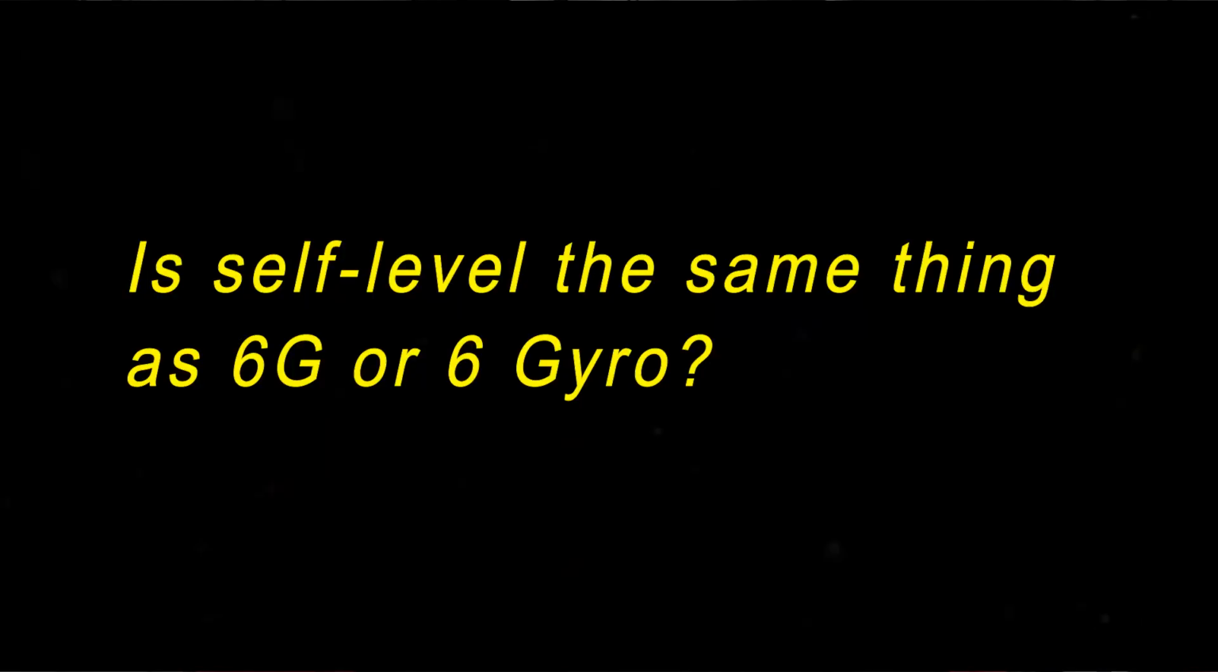Question number 2. Is self-level the same thing as 6G or 6 gyro? Yes. This is where marketing terms are all over the place. There's 6G, 6 gyro, SAFE, that's Blade's, what's that stand for? Sensor Assist Flight Envelope. There's attitude or Atti mode, horizon mode. I just call it self-level because that's what most accurately describes it. Have no idea where the 6 gyro came from.